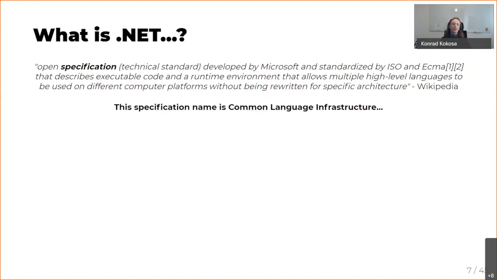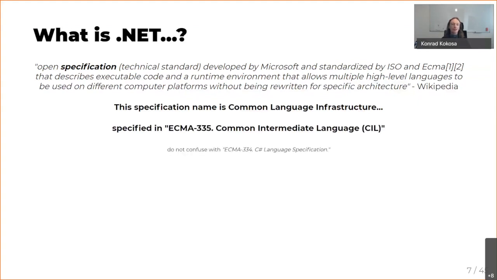And this specification's name is Common Language Infrastructure, so you can meet this name pretty often. It is specified in the ECMA 335 document. So if you would like to investigate a little bit how this .NET thing is defined, you can investigate this document. Do not confuse it with another one, ECMA 334, which is only about C#. That is not the story we will cover today. We are covering the whole runtime ecosystem part, which is the Common Language Infrastructure.